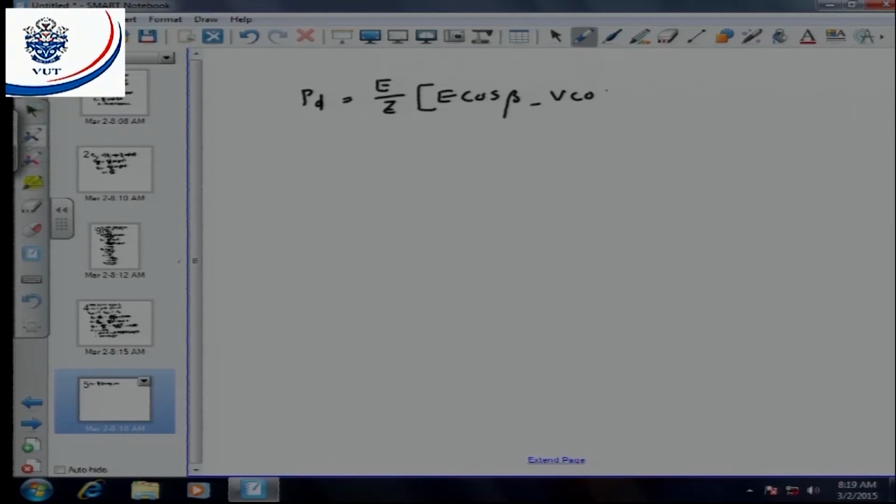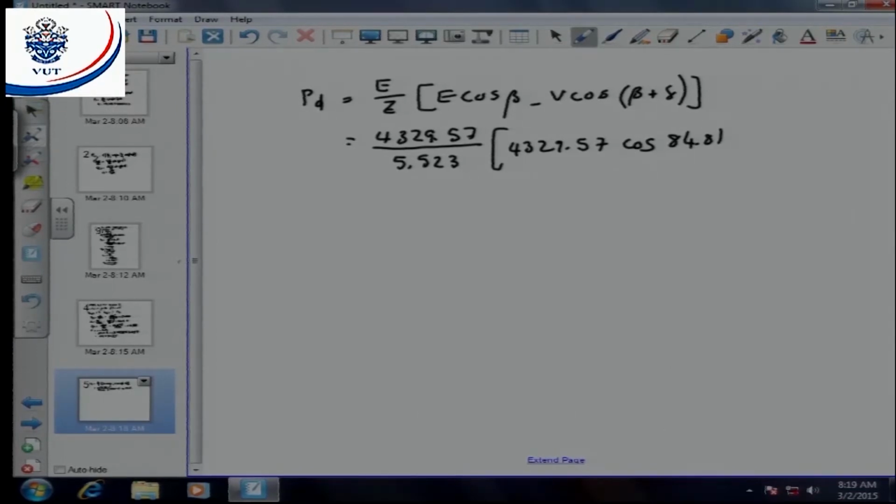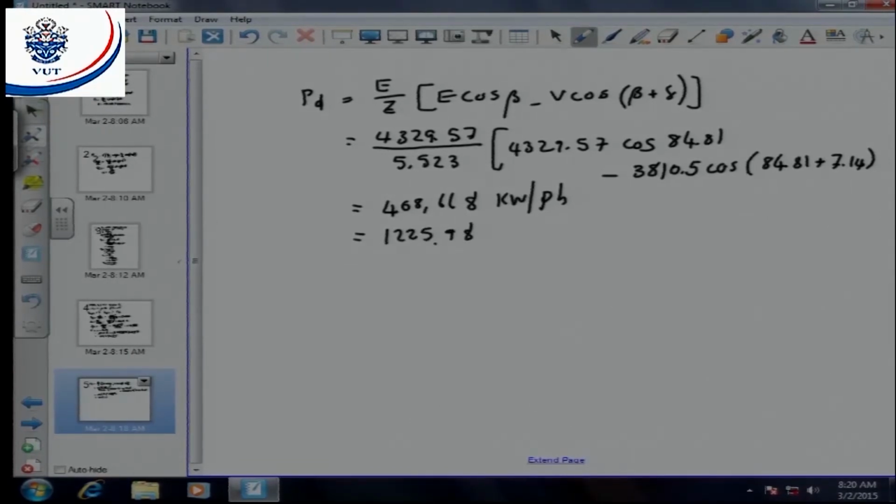The developed power, PD, is equal to E over Z times E cos beta minus V cos beta plus delta. So that gives us 4329.57 divided by 5,523 times 4329.57 cos of 84.81 minus 3810.5 cos of 84.81 plus 7.14, which gives us 408.668 kilowatts per phase, and total will be 3 times that, which is 1225.98 kilowatts.